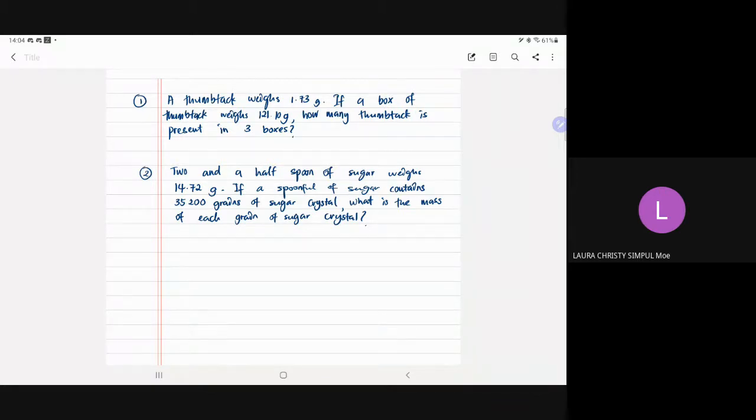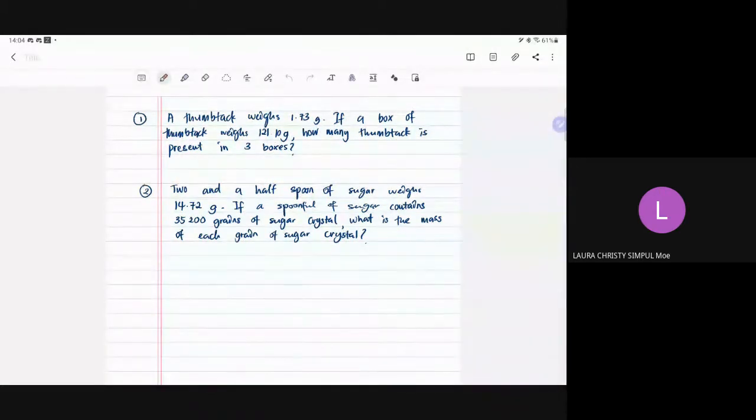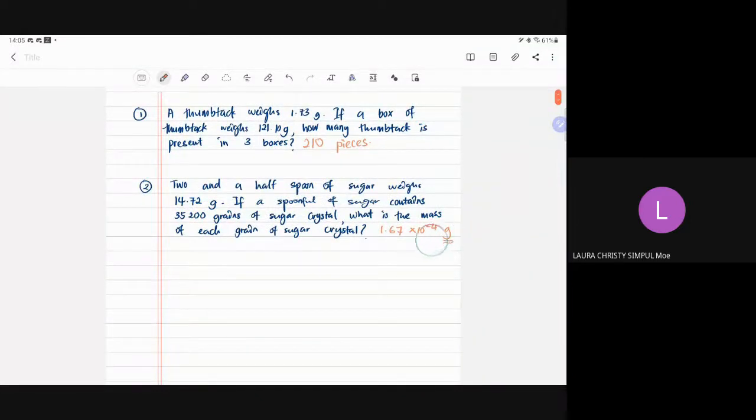Okay, untuk this one, the answer is 210 pieces. Okay, that will be the first one. And then for question 2, the answer is 1.67 times 10 to the negative 4 grams. Pastikan ada unit di belakang sebab kita tengah cakap pasal jisim. We're talking about the mass here, so we need to have the unit at the back.